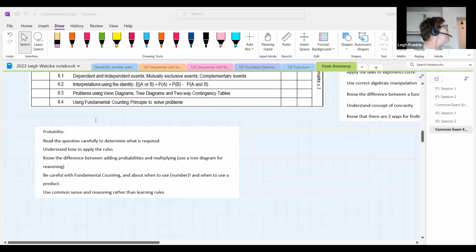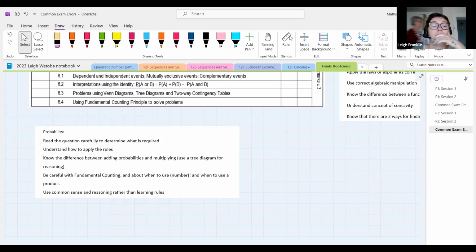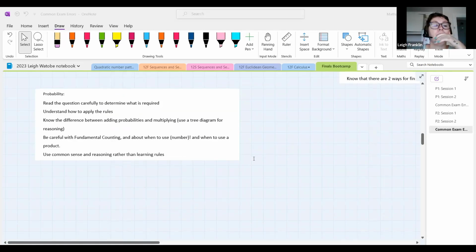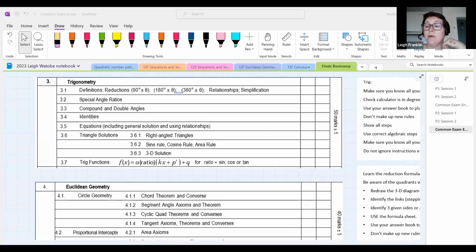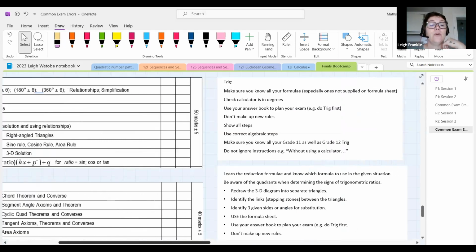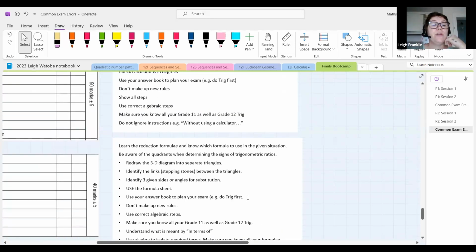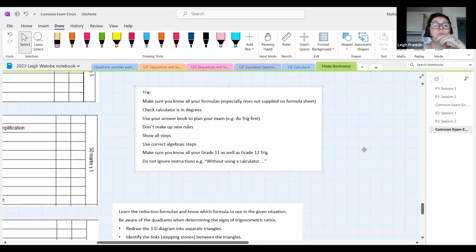Okay. The other place where I had also just put together some hints for you was here with trig. Sorry, I've gone over time here, but you can screenshot these as well. So there's the first one. Make sure you know all your formulae. So your reduction formulae, check your calculators in degrees.